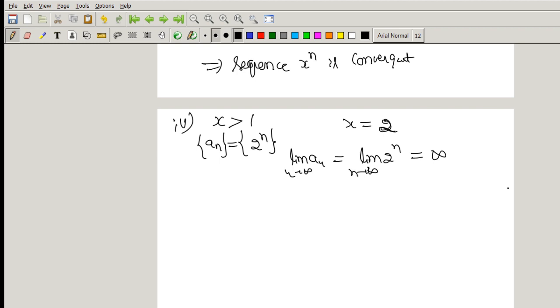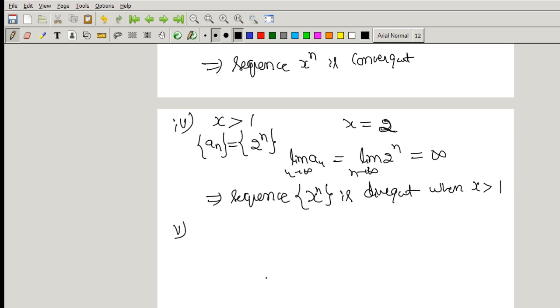When x is greater than 1, the meaning is that the numerator quantity is greater than the denominator. Therefore, the numerator approaches infinity faster than the denominator. Therefore, this value is infinity, which implies the sequence x power n is divergent when x is greater than 1.